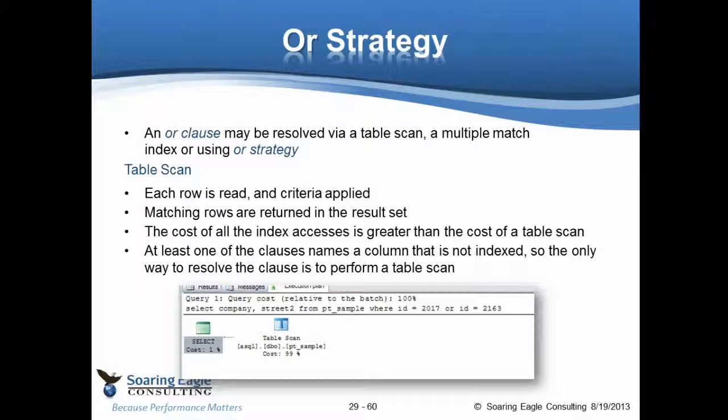Note that the table scan will happen if we do not have a matching index for a component of the or, or if all of the index accesses for the components of the or would add up to more than a table scan. That can happen as well sometimes.